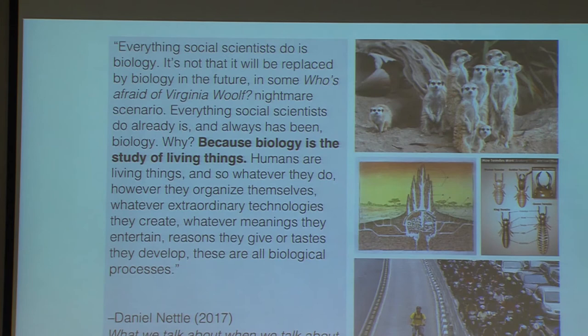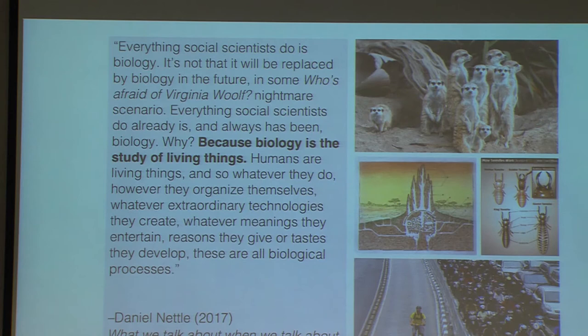It is not that it will be replaced by biology in the future in some Who's Afraid of Virginia Woolf nightmare scenario. Everything social scientists do already is and always has been biology. Why? Because biology is the study of living things. Humans are living things. So whatever they do, however they organize themselves, whatever extraordinary technologies they create, whatever meanings they entertain, reasons they give, or tastes they develop, these are biological processes.